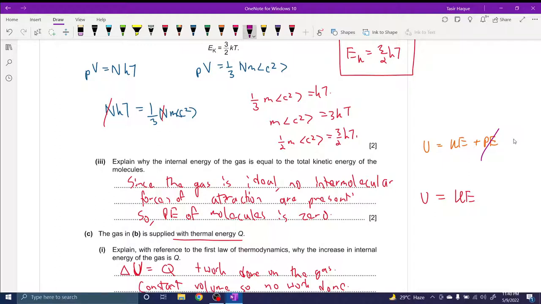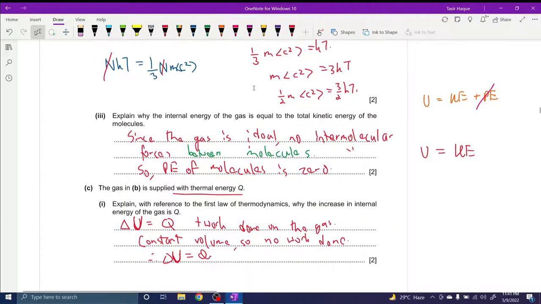No forces between molecules, no intermolecular forces. That's what the mark scheme wrote. It doesn't have to be exactly like the mark scheme. You can just explain it. No intermolecular forces between molecules, so the potential energy of molecules is actually zero.